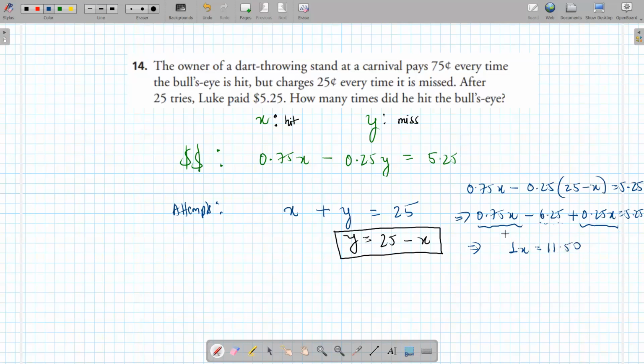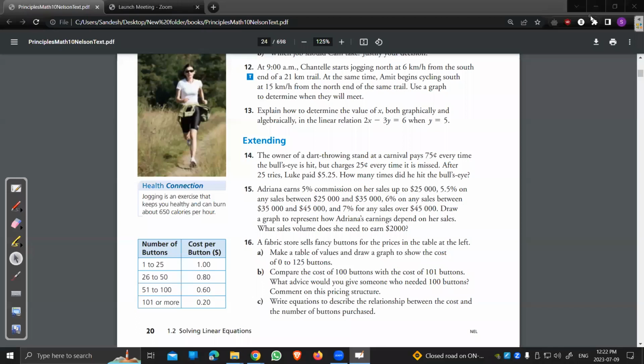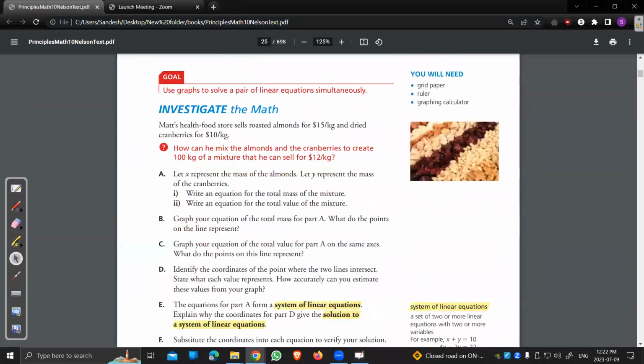There you go. And that's the answer because we're looking for x. How many times did he hit? 11.50. I guess you can say this is 11. He hits it 11 times. Cool? So that's how you would solve a system of linear equations. Sometimes you can get even 3 equations. Very rare, but you can get 3 equations. That's the approach you want to use.